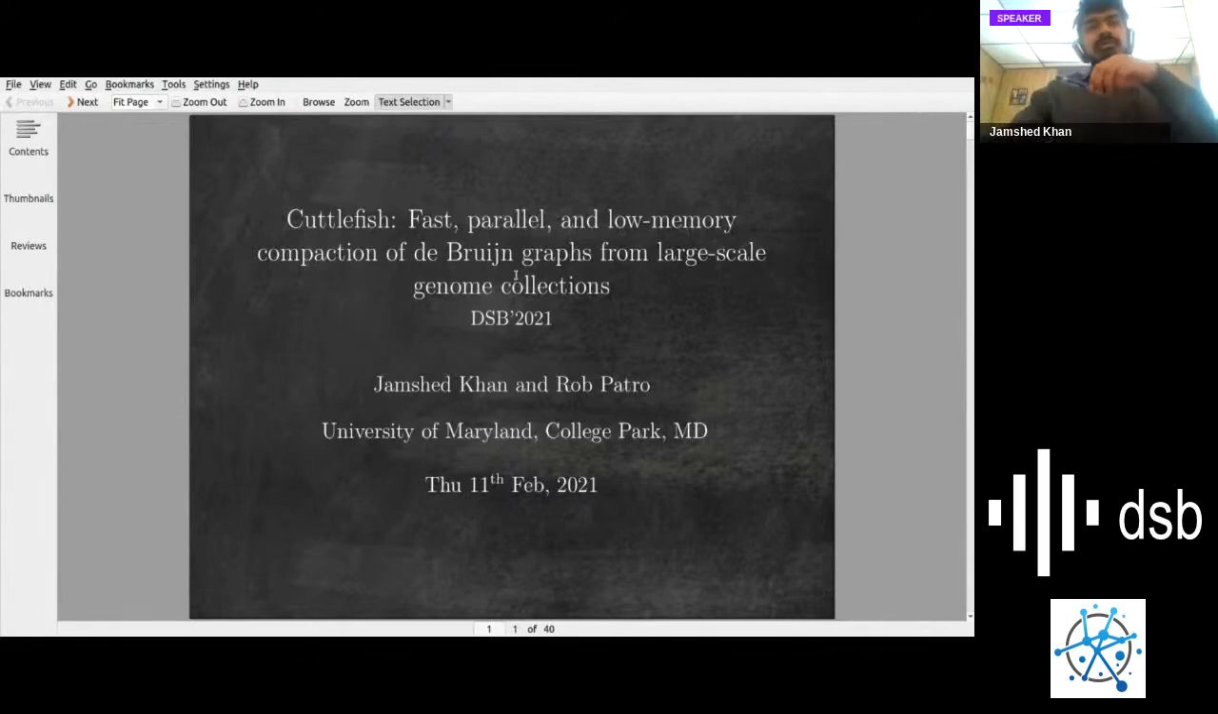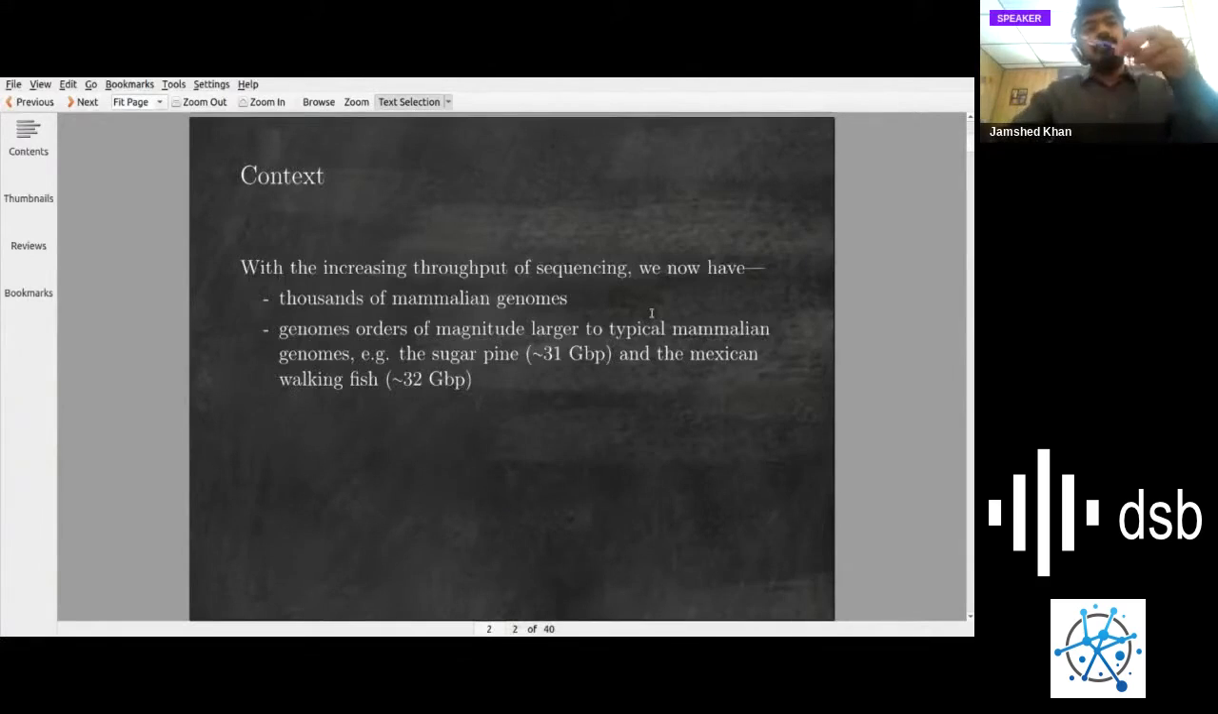So to give some context into the work, with the increasing throughput of sequencing, today we have thousands of mammalian genomes. We also have genomes that are much larger than typical mammalian genomes. For example, we have the sugar pine genome, the Mexican walking fish, or the axolotl genome. These genomes are larger than 30 gigabase pairs in length, compared to a typical mammalian human genome of about 3 gigabase pairs.